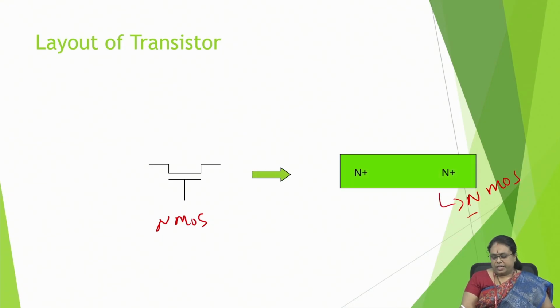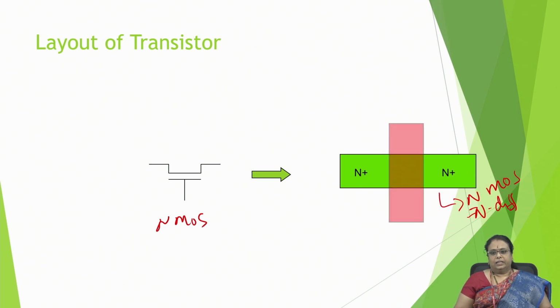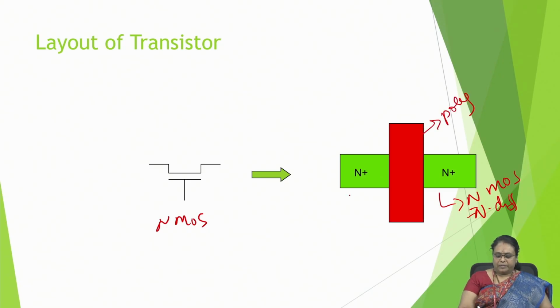This will be the representation of your NMOS transistor, where this is N diffusion, which is represented with a block of green. And then it is crossing with a poly. This is how I give a representation of layout. So this is a poly, and whenever an N diffusion is crossing with the poly, this represents your NMOS transistor.